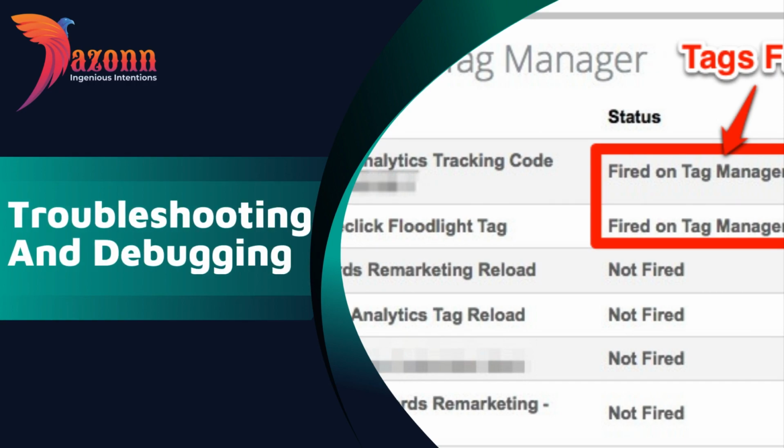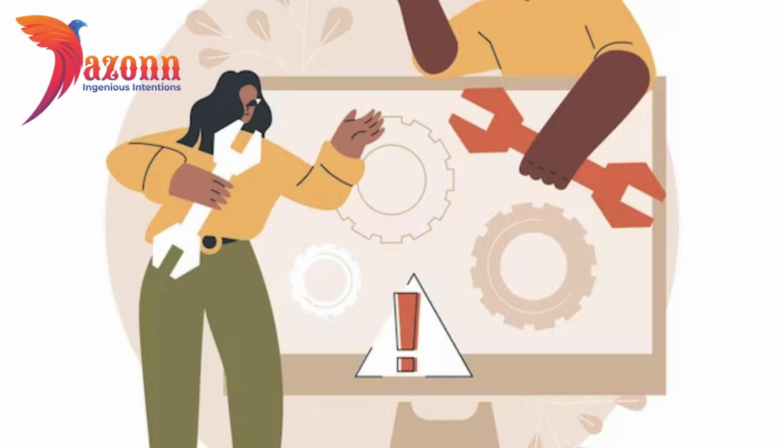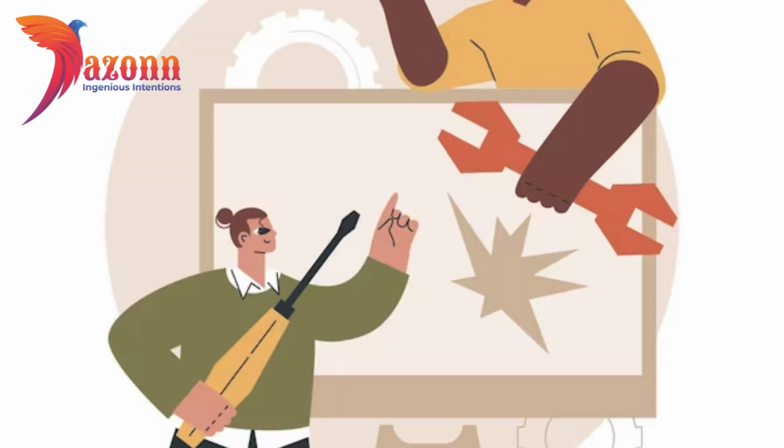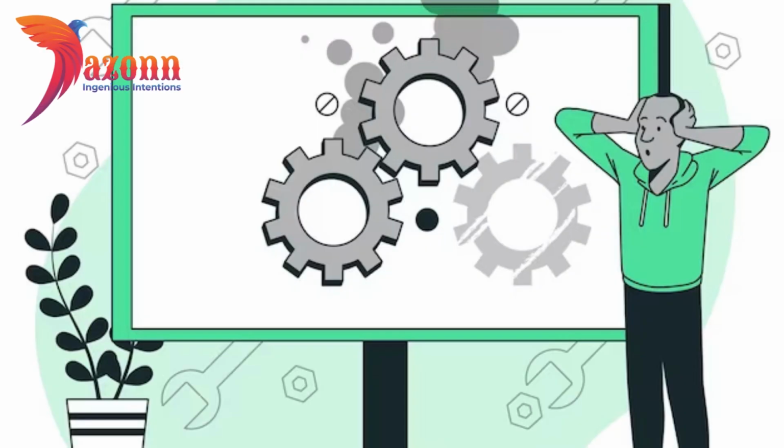Section 4. Troubleshooting and debugging. No course is complete without addressing the challenges. In Section 4, we'll troubleshoot common issues and equip you with debugging techniques to ensure your Google Tag Manager runs seamlessly. Say goodbye to tracking headaches.